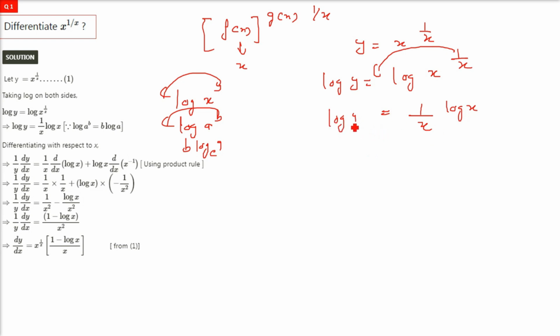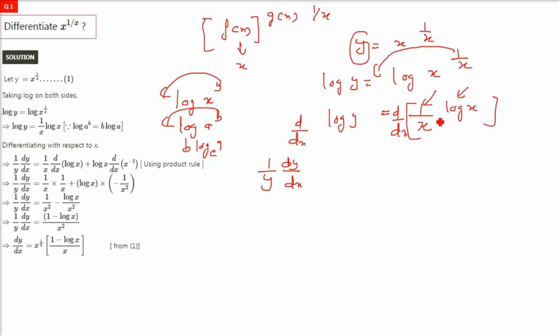Now, the second important step is to take the differentiation on both the sides, d by dx on both the sides. So d by dx of log y will be 1 by y, and then since it is y, dy by dx. This y, what we have taken, will be used. Now d by dx of 1 by x log x.